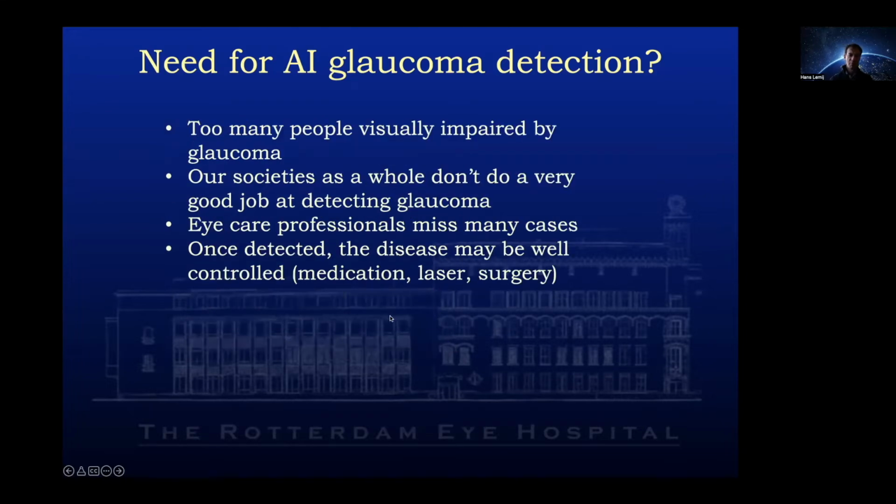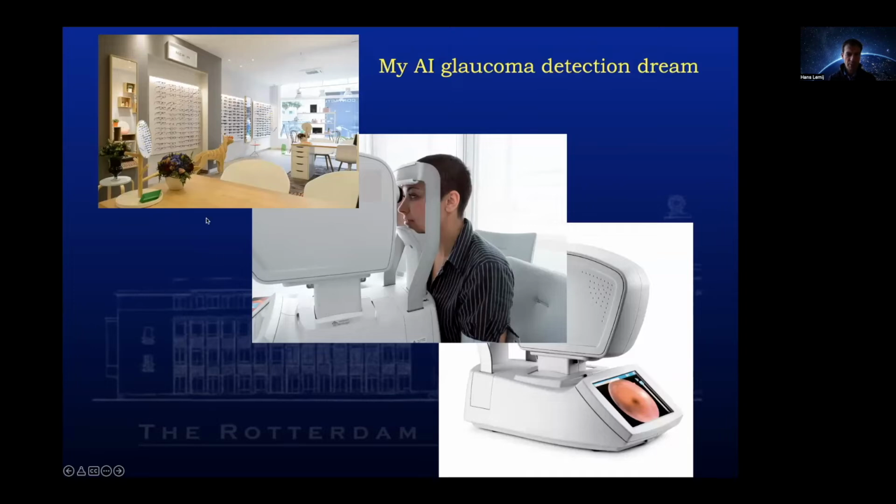So taken together, too many people are visually impaired by glaucoma. Our societies as a whole don't do a very good job at detecting glaucoma. Eye care professionals miss many cases, but once detected, the disease may be well controlled by medication, laser therapy, and surgical therapy. So there's good reason to do better screening programs. And the way we envisage is that in optic dispensaries, such as where they have fundus cameras, they take an image of the back of the eye.